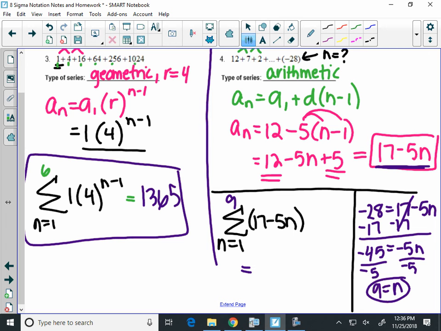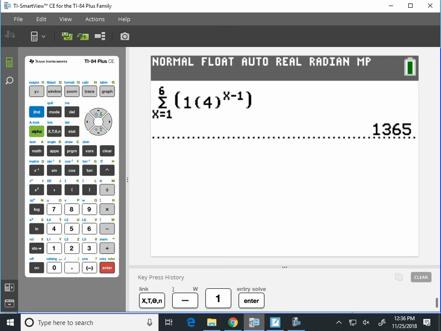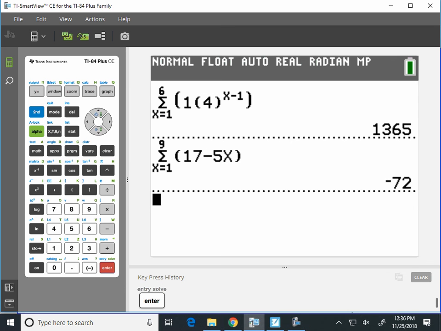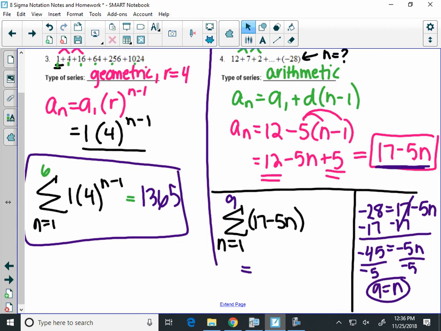Now you are able to type that into your calculator because you have both indices. So math 0. We're starting at 1. We're adding up through the 9th term. And our expression is 17 minus 5x. When you add those up, you get the value of negative 72.